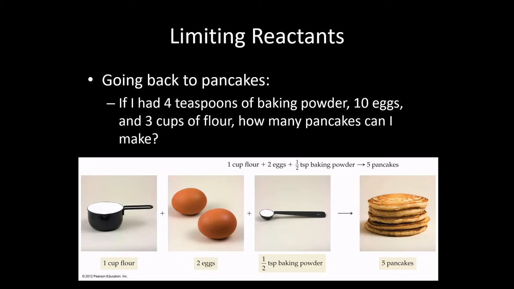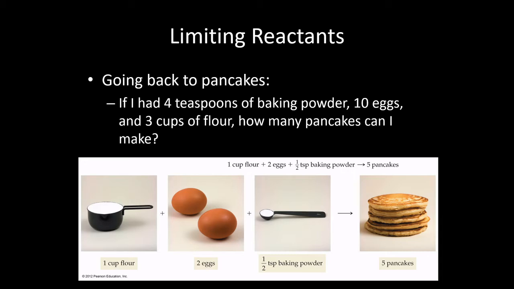We're going back to our pancake analogy here. If you remember our recipe, we had 1 cup of flour, 2 eggs, and a half teaspoon of baking powder, which gave us 5 pancakes. So, let's say we had 4 teaspoons of baking powder, 10 eggs, and 3 cups of flour in our kitchen.